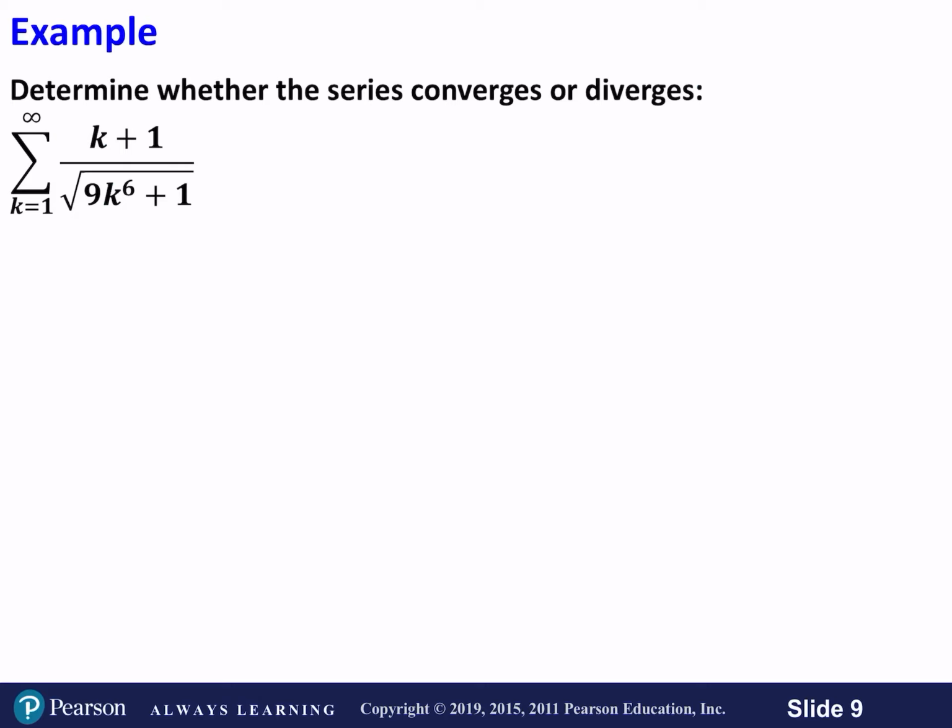All right, next let's try this guy. We have the sum from k equals 1 to infinity of k plus 1 over the square root of 9k to the 6th plus 1. So we could start by considering the divergence test. If we take the limit of just this summand, we would get that the limit is equal to 0, which once again gives us no conclusion. So we should consider some other test. In this case, the best test to try is the limit comparison test.